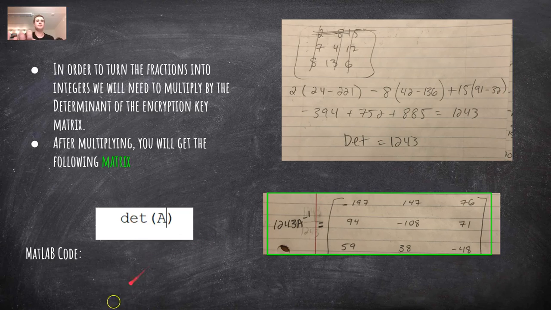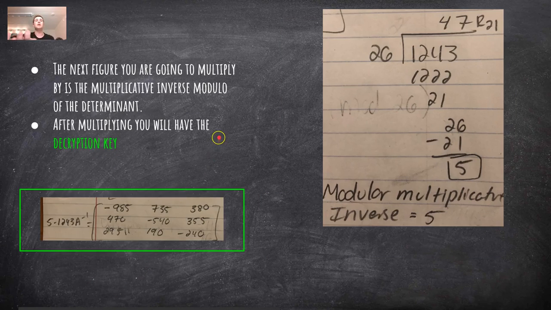After multiplying, you will get the following matrix: negative 197, 147, 76, 94, negative 108, 71, 59, 38, and negative 48. The next figure we're going to multiply by is the multiplicative inverse modulo of the determinant. First, you take the determinant and you divide that by 26, which is the number of items we have in our encryption. This is doing long division. We will get 47 on top. 47 times 26 is 1,222. We'll subtract that and get 21 as our remainder. We will then subtract the remainder from our dividend and we will get 5. This is our modular multiplicative inverse.